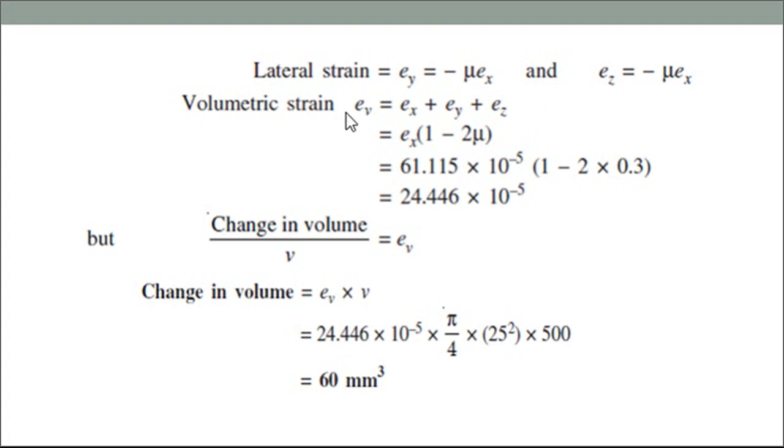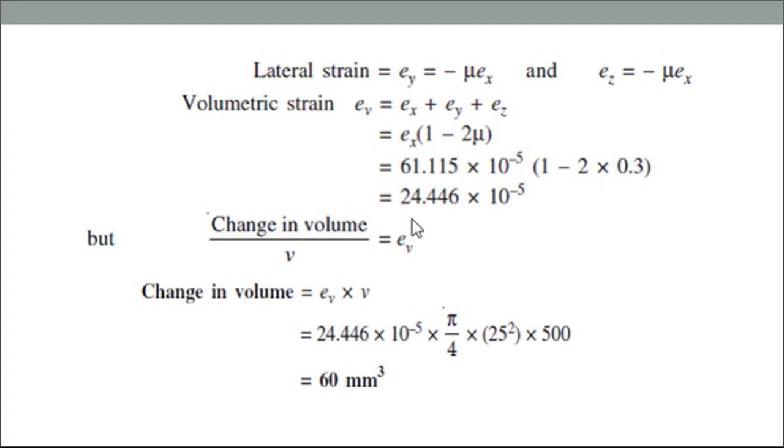For the volumetric strain, we already derived that Ev is equal to Ex plus Ey plus Ez. There is a strain in the x direction, strain in the y direction, and strain in the z direction, and the summation is taken. If the strains in all three directions are the same, you can write the equation as Ex into (1 minus twice of mu). The strain in x direction we already calculated, and mu is known, so you can calculate the volumetric strain like this.